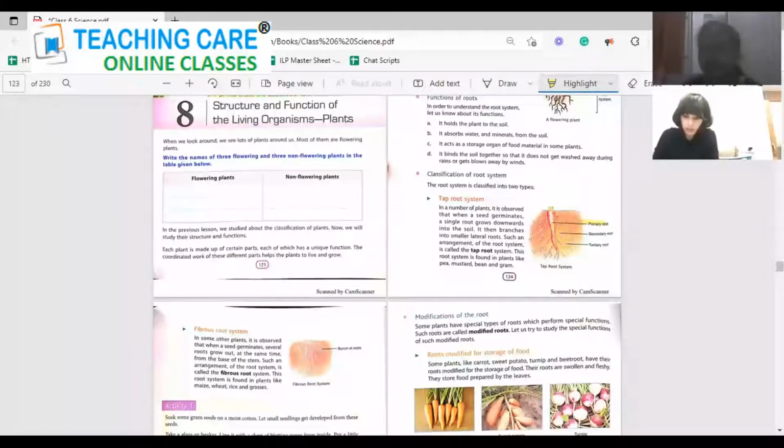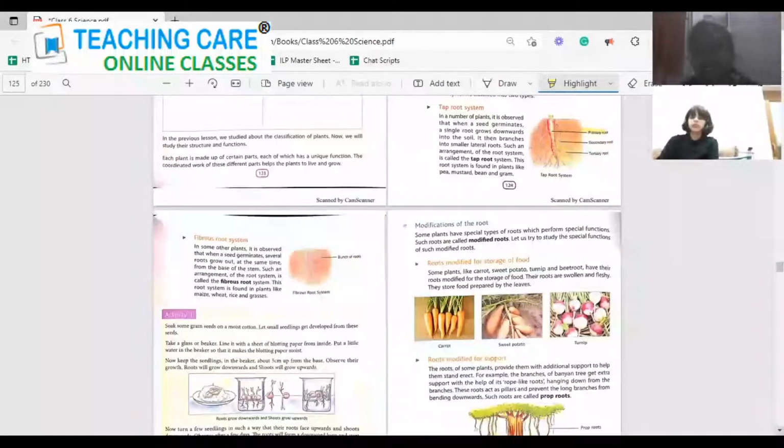Now we'll look into the fibrous root system. When a seed is germinating, several roots grow out at the same time. In the taproot system, we saw that as the seed is germinating, one root will come out and give rise to many lateral roots. But here, as the seed is germinating, many roots will emerge at the same time.